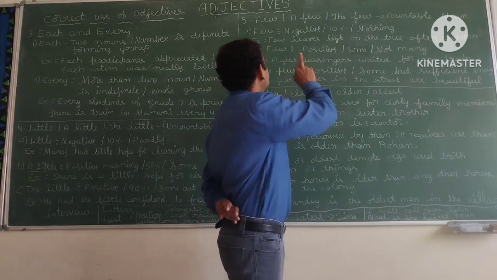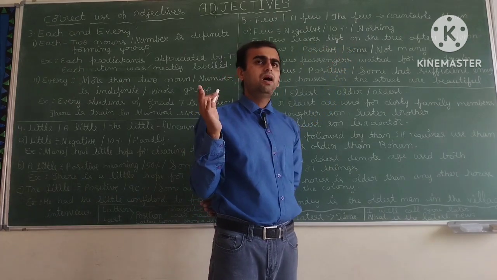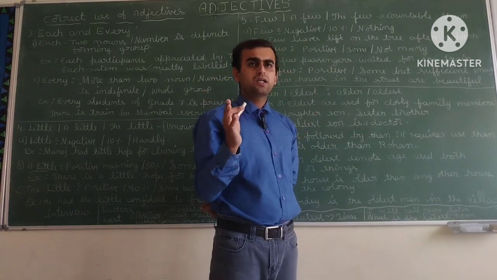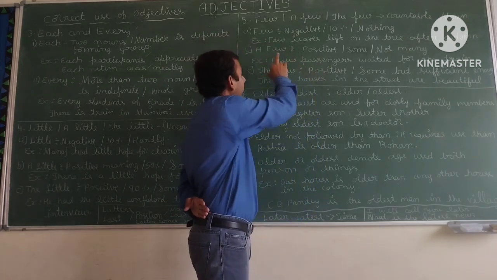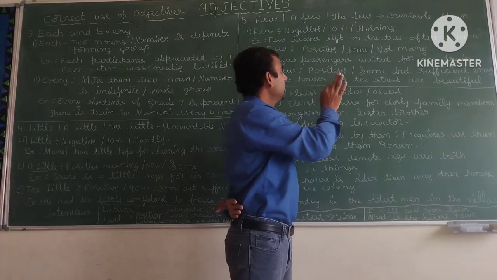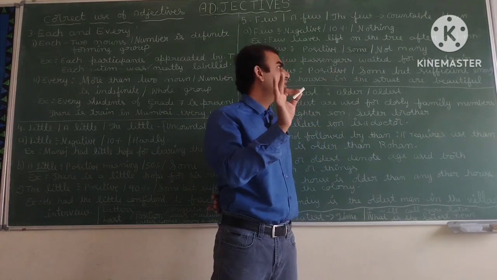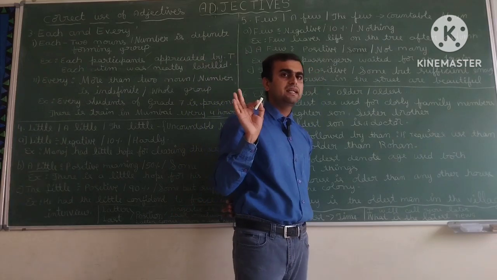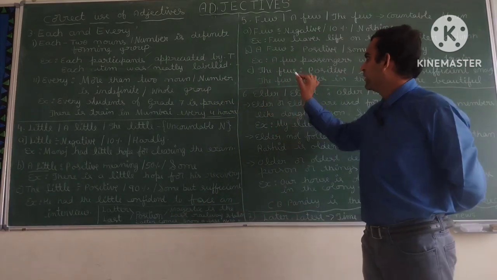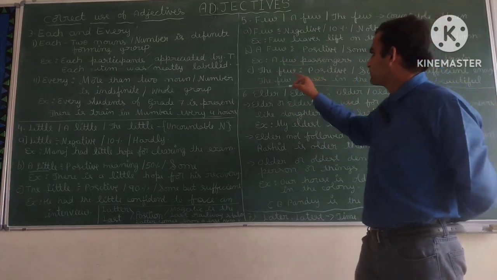Example, few leaves left on the tree during autumn, means there were no leaves at all, nothing. Second, a few. A few means a positive meaning, some, not many. Example, a few passengers waited for the train. Means there may be 3 or 4 passengers.